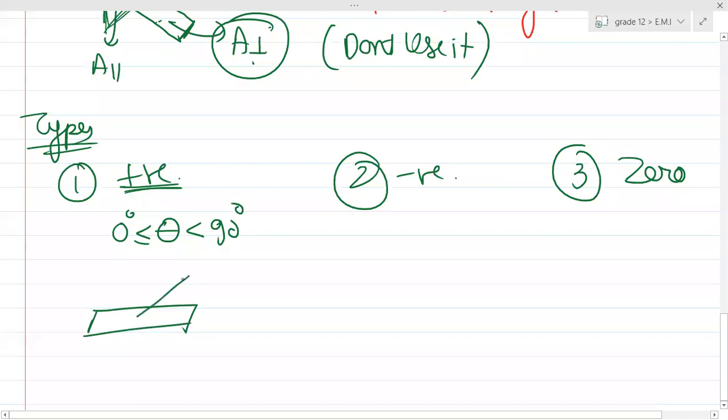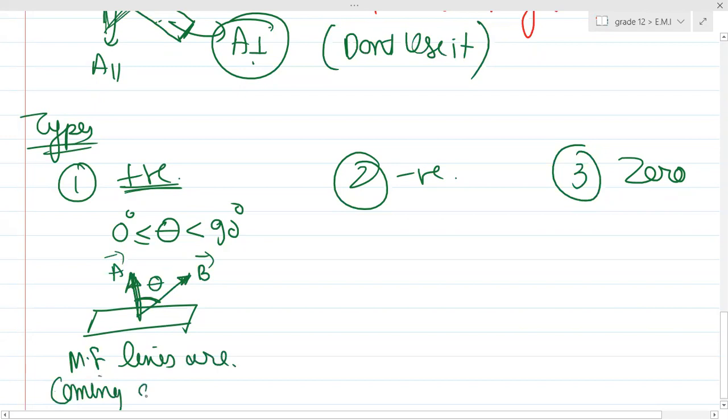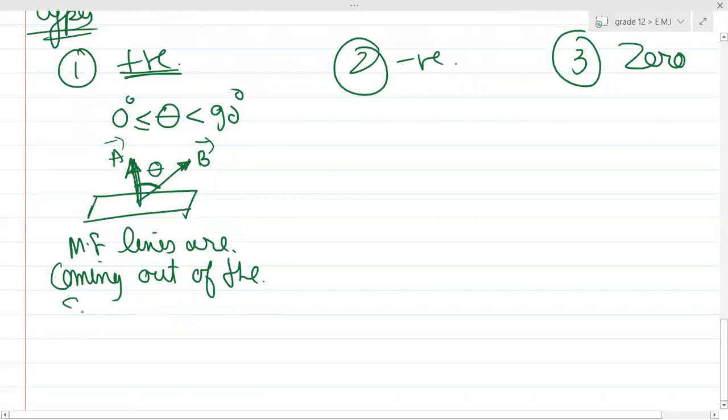Basically, if this is the area, this is the magnetic field. So can you see the area vector is like this, and this angle which is formed is in between 0 and 90. So whenever the angle is between 0 and 90 degree, magnetic field lines will be coming out of that circle. When this happens, then the magnetic flux will be positive.